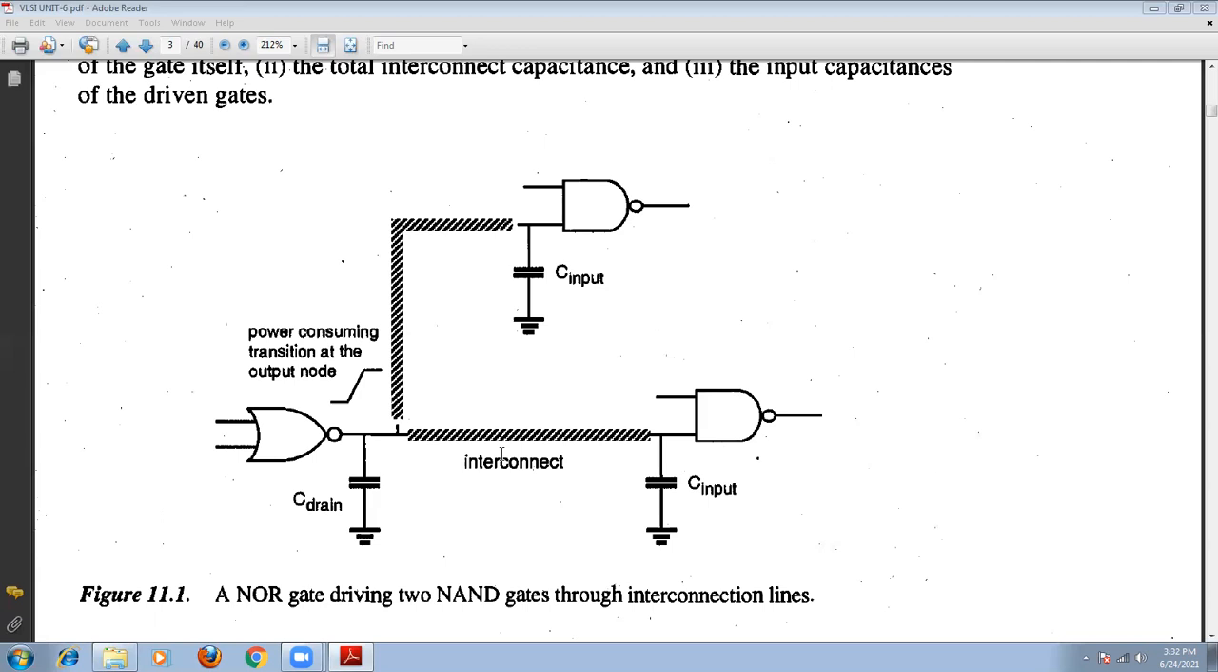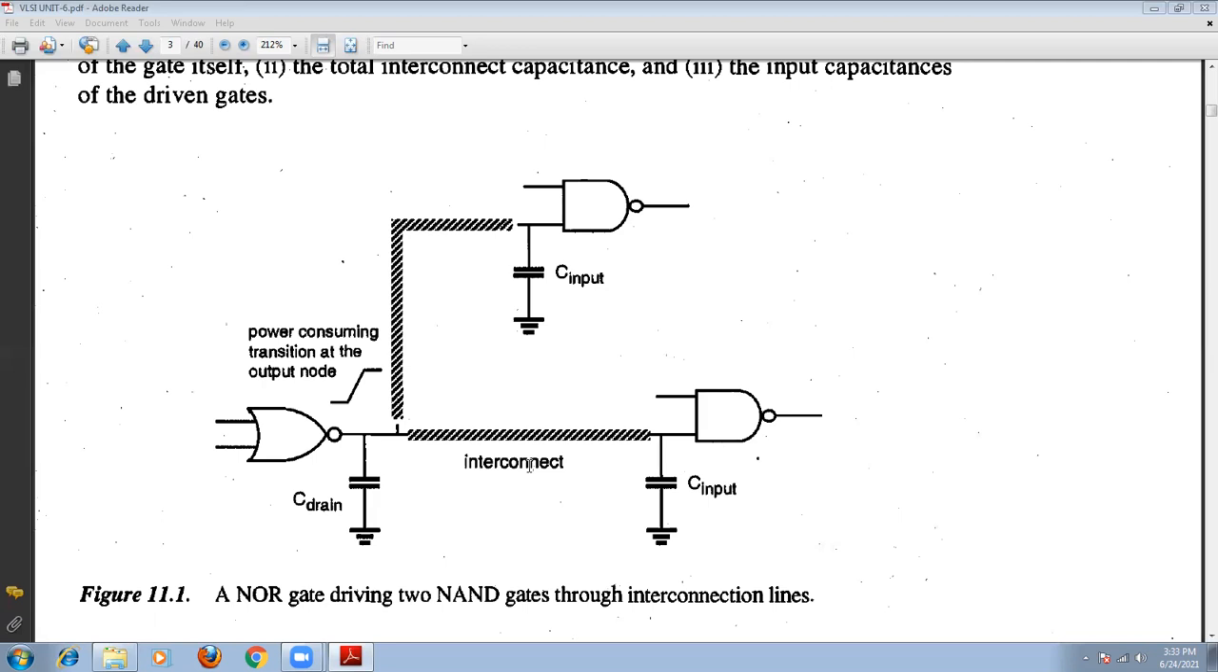The output capacitance here also depends upon the size, because the output is connected to the inputs of the other gates. The input capacitance is also very important. The input capacitance is nothing but the gate capacitance of the devices. This gate capacitance is proportional to the area. Diffusion capacitance is also proportional to the area. So you have to consider this capacitance also, very important in order to consider the power dissipation.